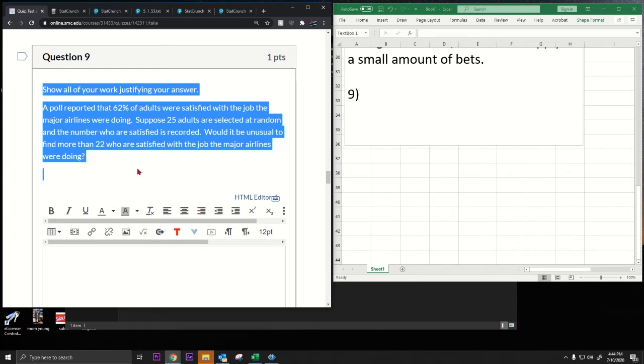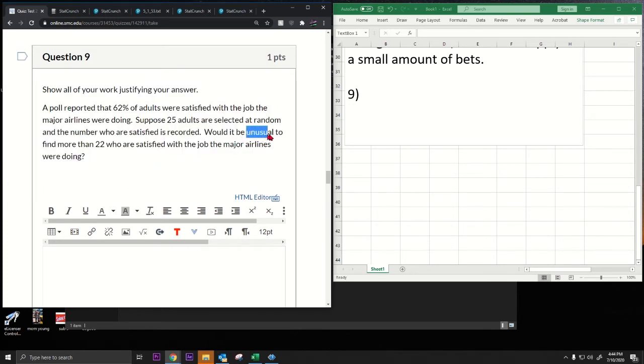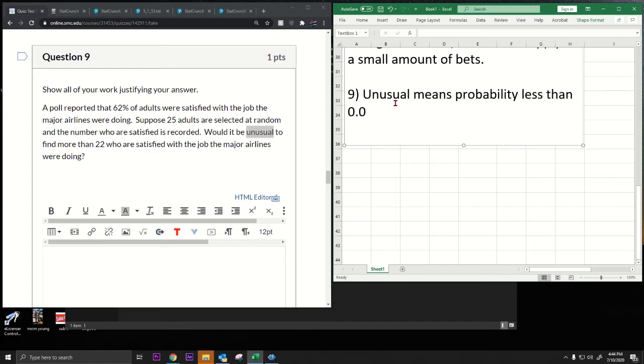Show all your work, justify your answer. Okay, what's going on here? It's asking, would it be unusual? A lot of things going on here. Unusual means probability less than 0.05. That's one small thing. What else is going on here?